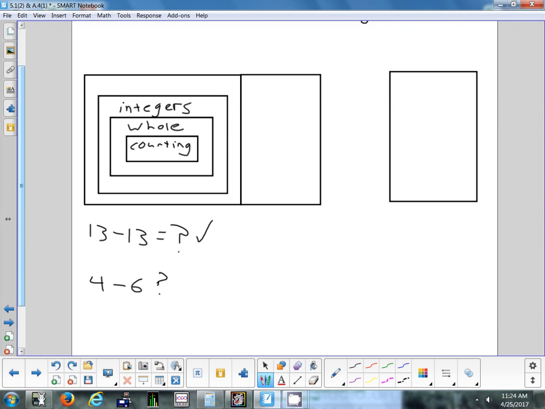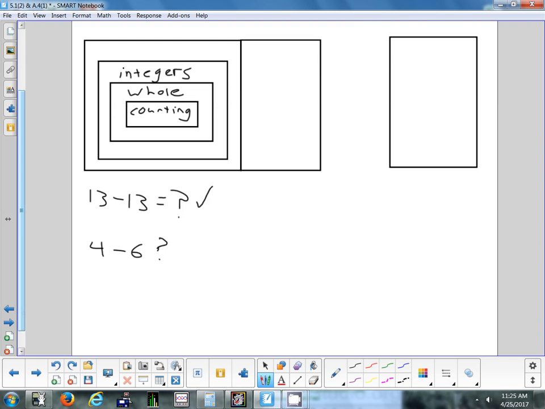But even with integers, there's another arithmetic problem that could happen. Can somebody think of something you can do with integers, some arithmetic, and the answer would not be an integer? Jamel? 7 divided by 3.